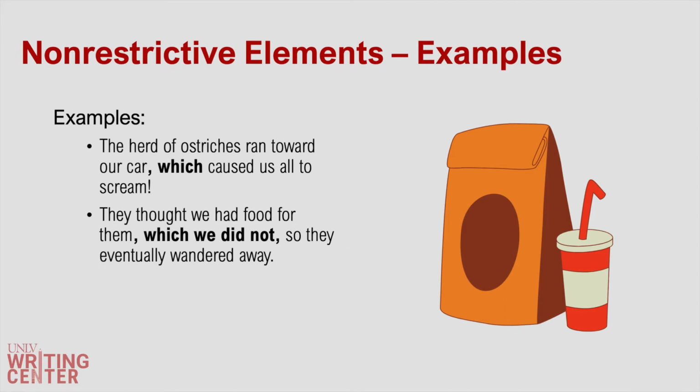"The herd of ostriches ran toward our car, which caused us all to scream." In a sentence like this, information that comes after "which" is generally extra information, so we would offset it with a comma. You can also have non-restrictive elements in the middle of a sentence. For example, "They thought we had food for them, which we did not, so they eventually wandered away." Here, "which we did not" is not central to the point of the sentence, and since it could be removed and the sentence still understood, it is set apart with commas.